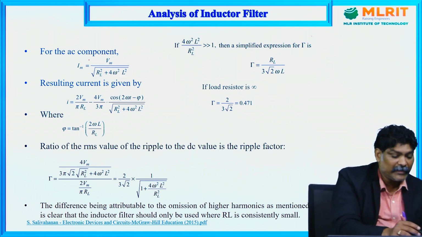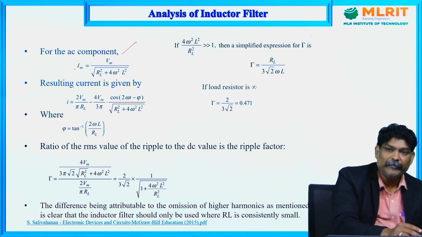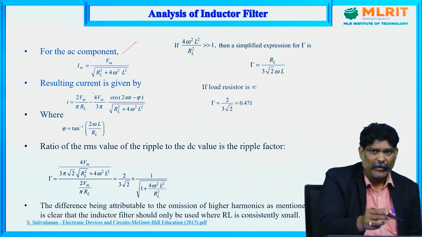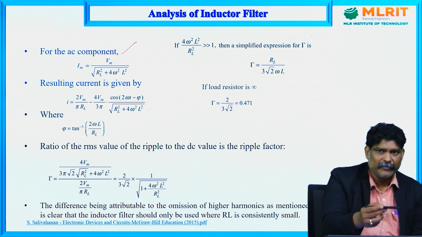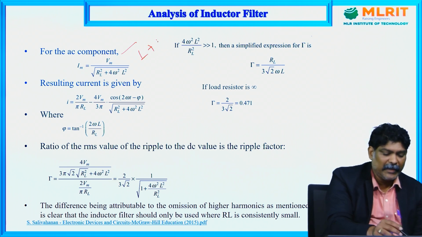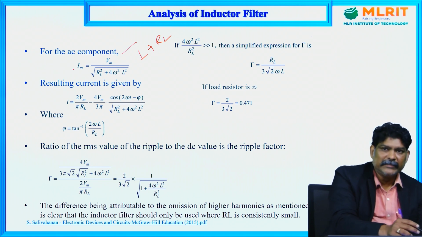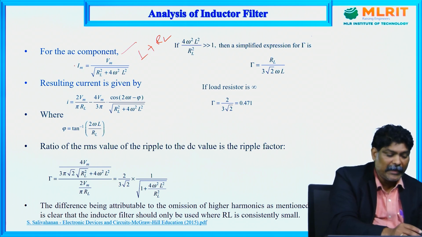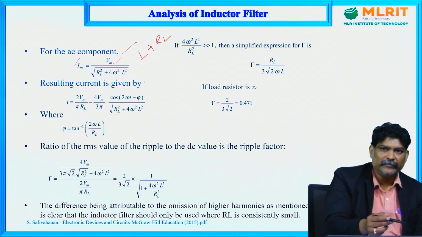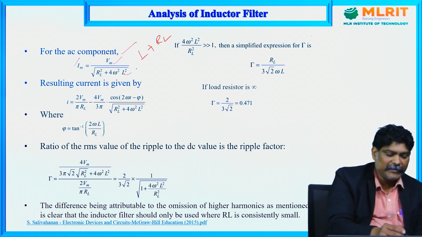For the DC component, we can write directly Vm by RL. But for the AC component we have to consider impedance, the series combination of the inductor and the load resistor. In such case, the IM value can be written as Vm by root of RL square plus 4 omega square L square. In place of RL we have written this.